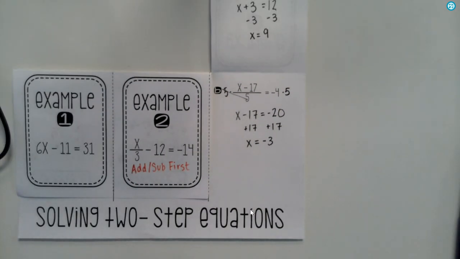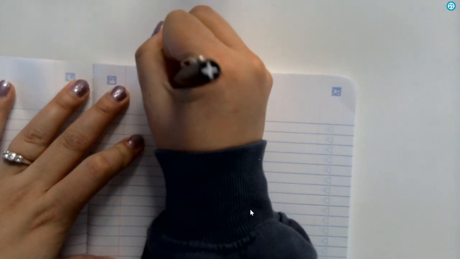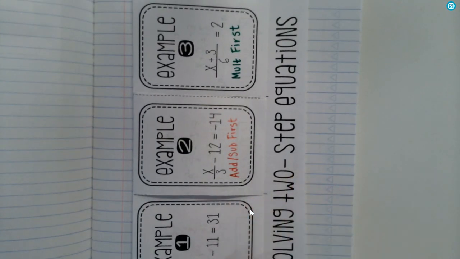Okay. We are going to glue these into our notebooks. Because this is a foldable that I got from somewhere else and it's not one that I made, it doesn't say 1.2 on it. So in your notebook, somewhere at the top of the next page, so you have your 1.1 notes glued in, flip the page. You guys can write down 1.2 notes and then glue it in sideways. It doesn't fit this way, so don't glue it this way. Glue it in sideways. And it fits perfectly right there.